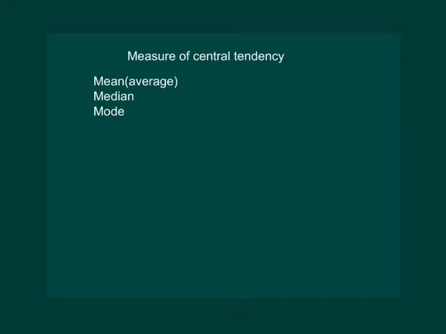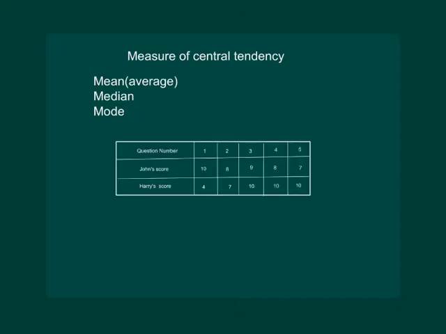Let us start with mean or the average. Consider the following situation. Two students, John and Harry, received their test copies. The test had 5 questions, each carrying 10 marks, and their scores are given in the table. Upon getting the test copies, both of them found their average scores.